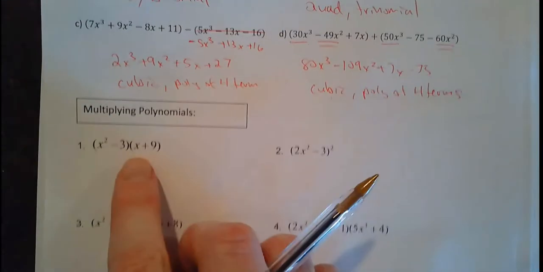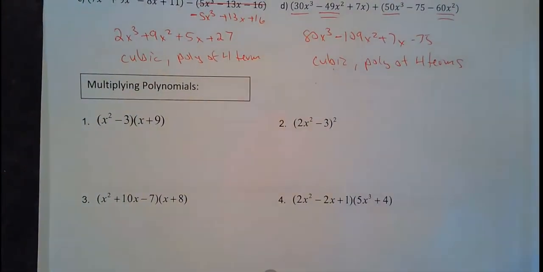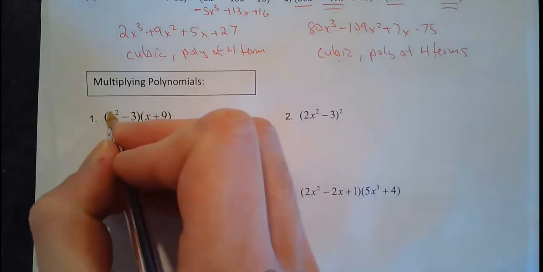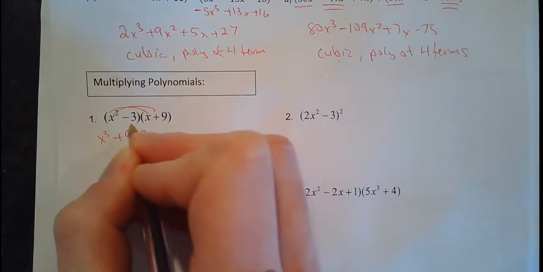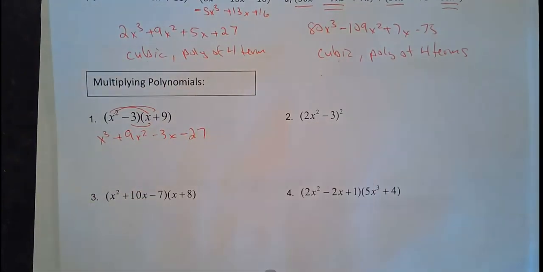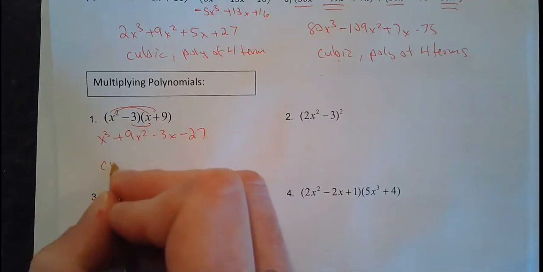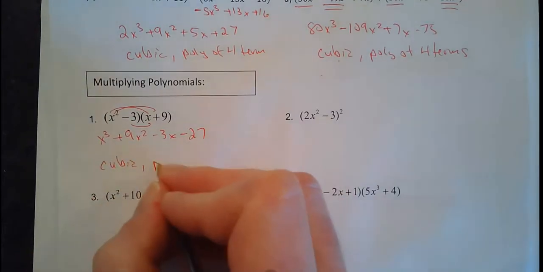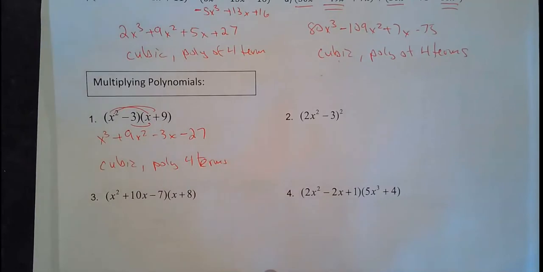Now let's try multiplying, and then we're going to do the same thing. We're going to multiply them together, and then we're going to name them. Okay, so this first guy here, going to FOIL, so it'd be x cubed plus 9x squared minus 3x minus 27. Cool thing about this, no like terms add together, so we're done. Now it's a cubic, and it's a polynomial of 4 terms. If at any point you feel like you want to pause and try them out on your own, go for it.